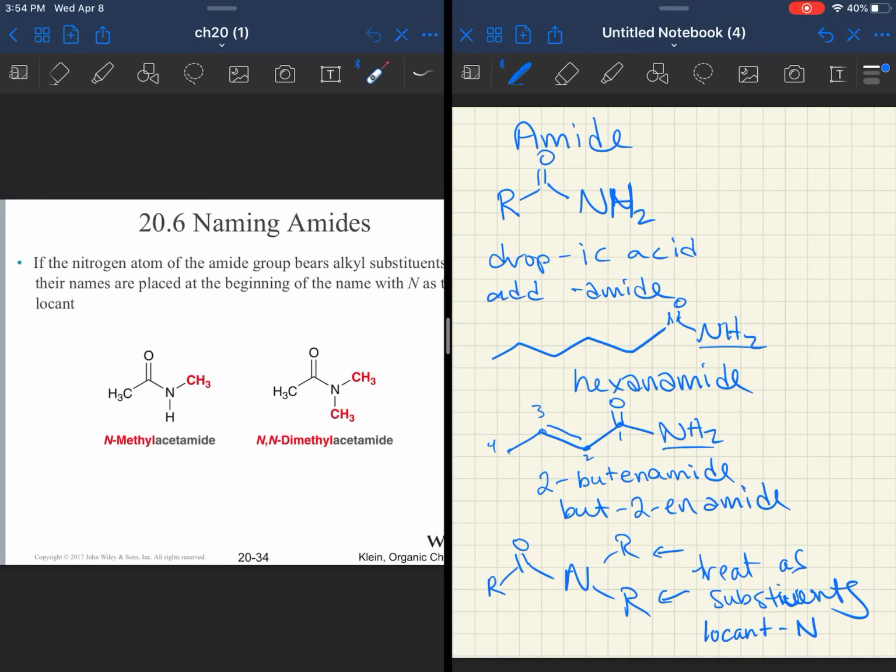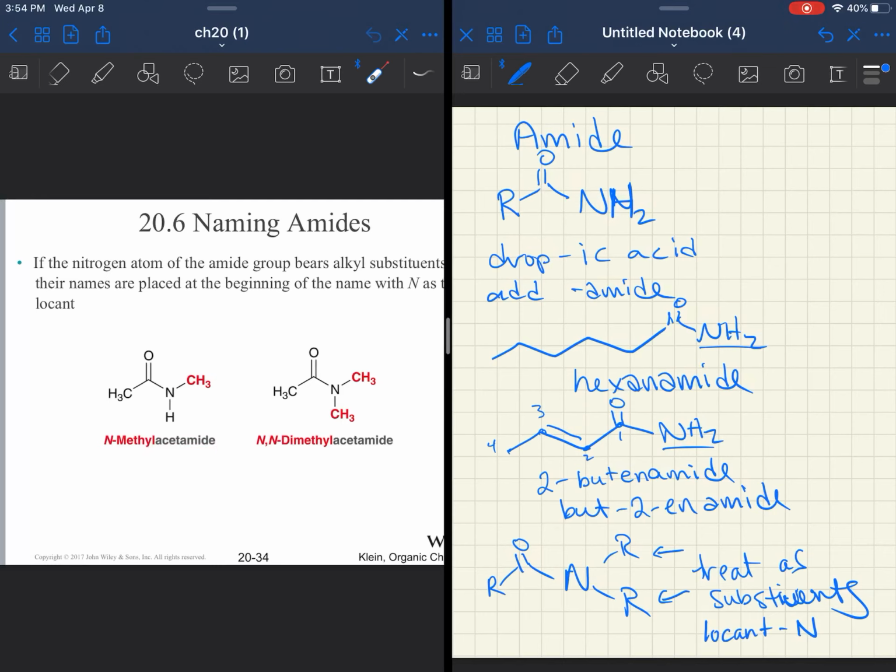That'd be cool if I could spell. There we go. They're substituents, so they need a locant, they need a number. The number is going to be the capital letter N. That's going to tell you the location.